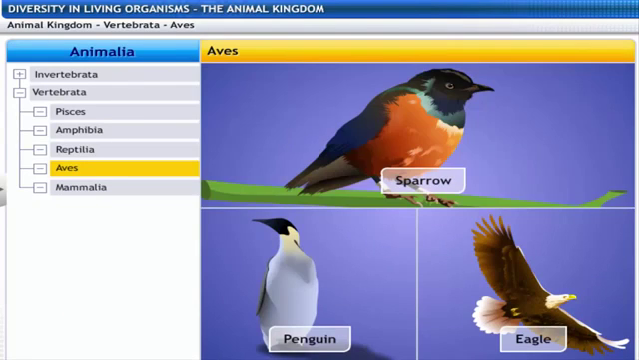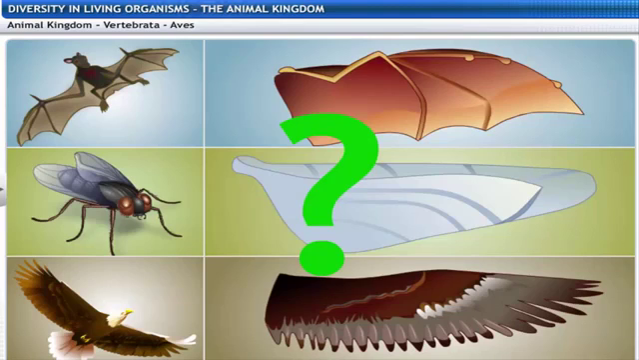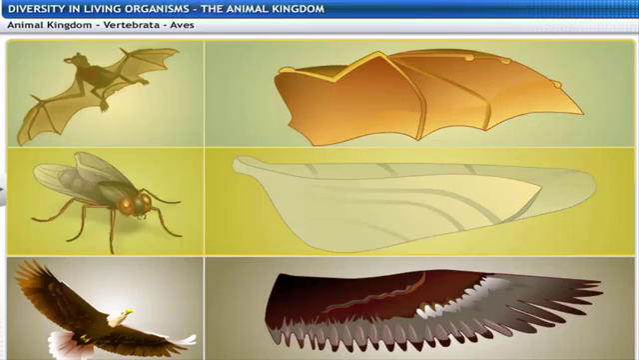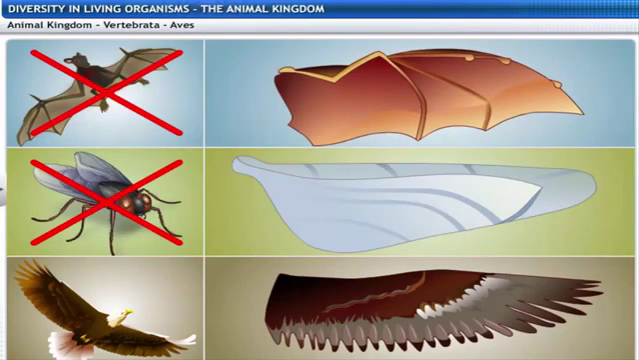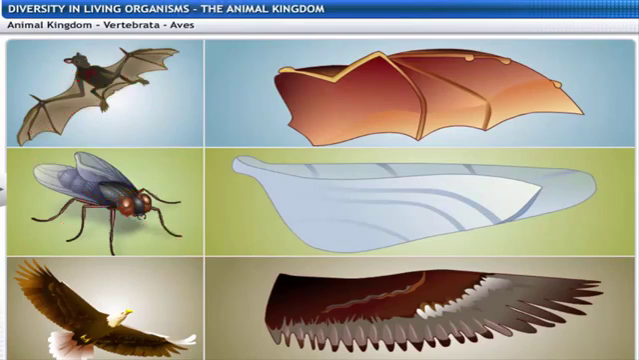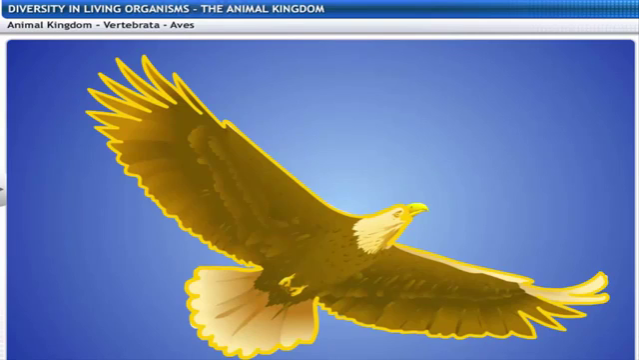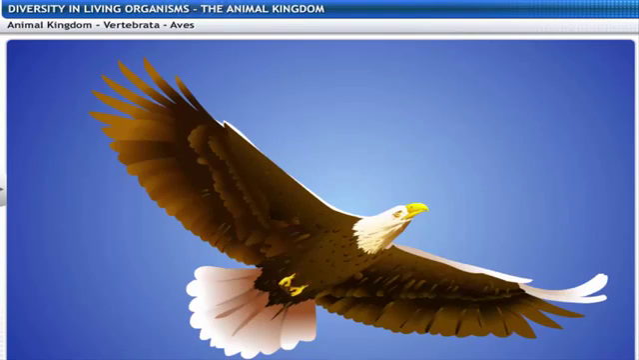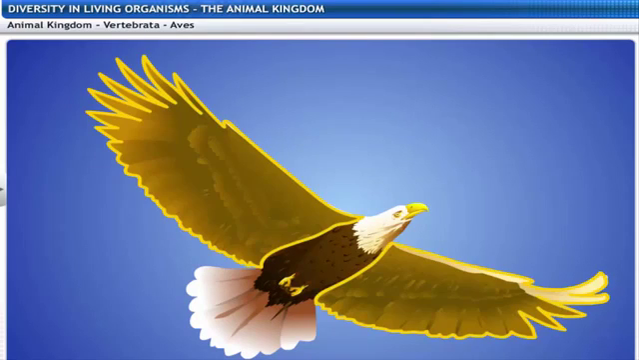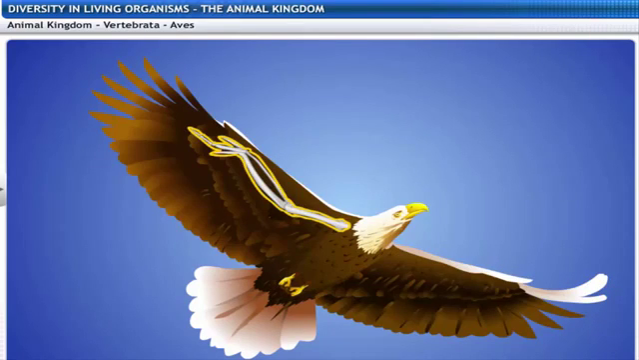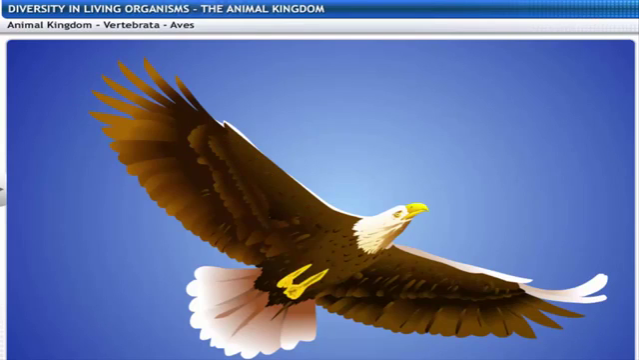All birds like sparrows, penguins, and eagles fall in the Aves category. Do you think having wings makes an animal a bird? Bats and houseflies have wings, but they are not birds. So animals are classified as birds only if they have feathers. Their forelimbs are modified into wings with feathers and bear 3 clawless digits, and their hind limbs are strong and developed for walking.